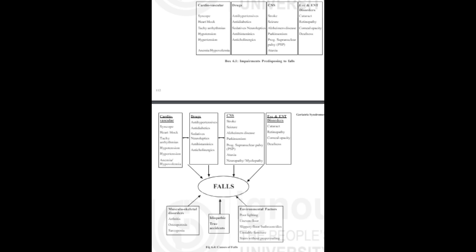6.5 Falls. Falls are an important geriatric syndrome. Let us learn more about falls in elderly. Definition and incidence. Falls are defined as the sudden, involuntary transfer of body to the ground and at a lower level than the previous one. Recurrent falls. The term is used to describe more than 2 falls in 6-month duration.